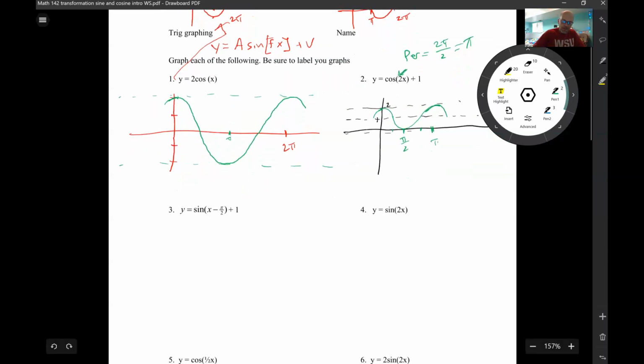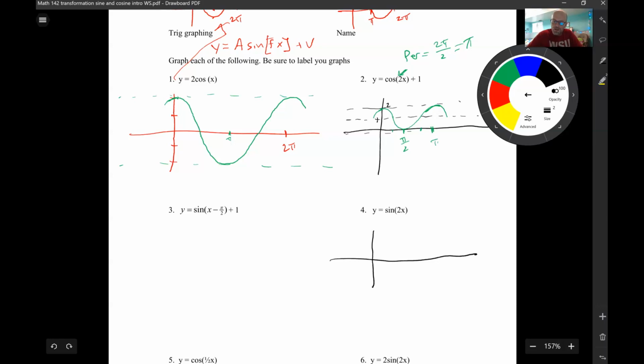Okay, we're going to skip 3 for a minute and come back to it. So number 4, this is the same thing as that without the shift, but it's sine now. So let me grab the black, put in my axis. So we know that the period of this thing is going to be 2 pi divided by the frequency, which is 2, so the period is pi. So I'm going to go out here and put in a pi there. That means halfway would be at pi over 2.